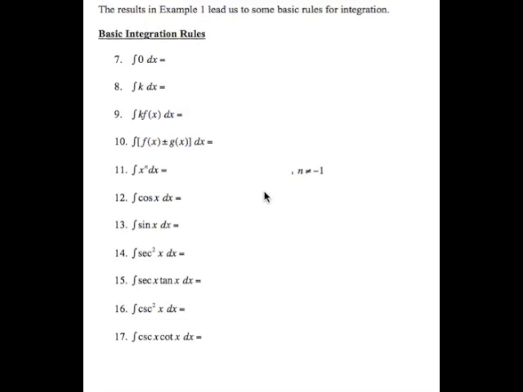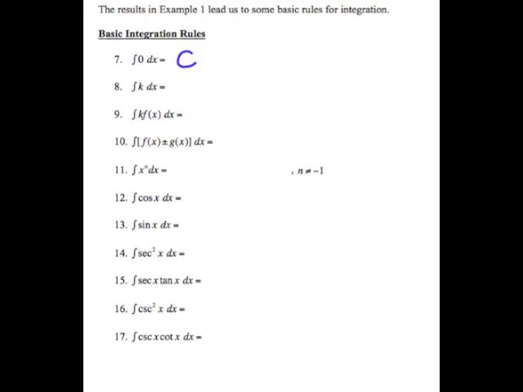And as we work through the list, I want you to always be thinking about working backwards from a derivative. So in the first one, the integral of 0 with respect to x, think about when we would get an answer of 0 for a derivative. And that's when we take the derivative of a constant. Say 4. The derivative of 4 is 0. Any constant, that's true for.